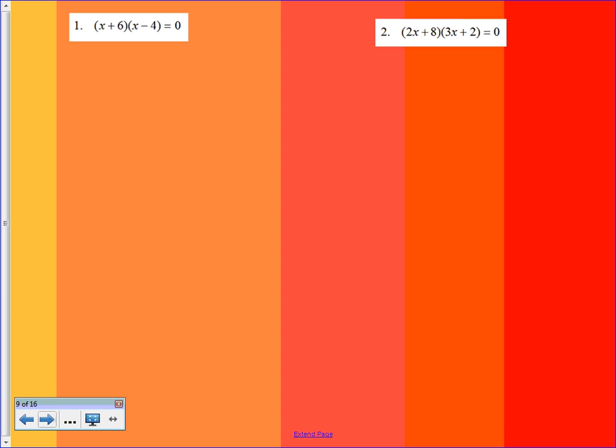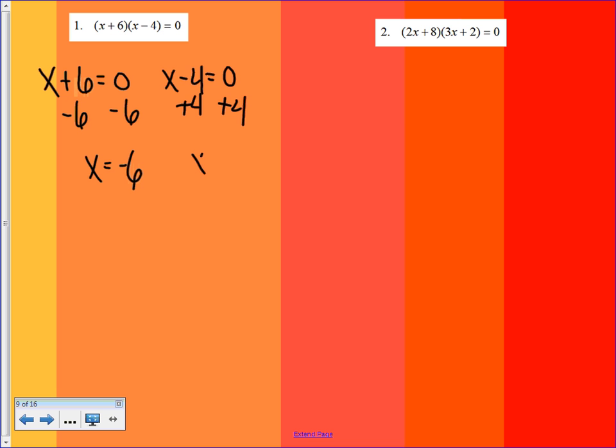So we know that each of these factors needs to be set equal to 0, okay? Either one of them is going to be 0. So we're going to say x plus 6 is equal to 0, or x minus 4 is equal to 0. That's just using the zero product property. I'm going to solve both of these equations for x. So then I get that x is equal to negative 6 and x is equal to 4.